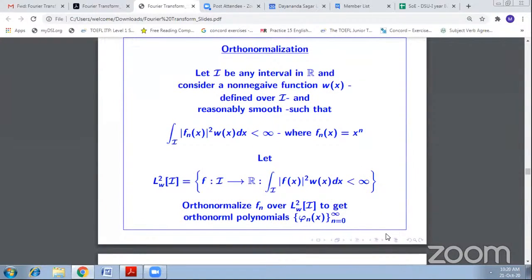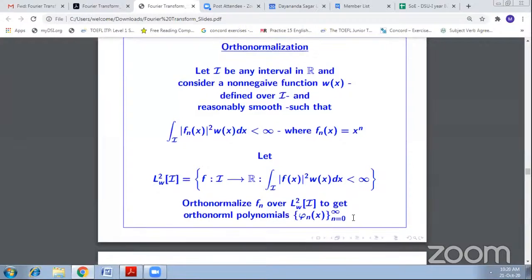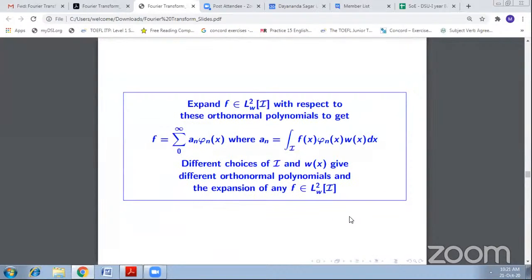Now, I said that these are used only locally. Therefore, to avoid this problem, we take these functions x to the power of n and orthonormalize them over an inner product space. We get orthonormal polynomials. By doing this over different intervals and different weight functions, we get different spaces. The expansion will always be of this form, the sum of a_n phi_n(x), where a_n is the dot product with the orthonormal function, and w(x) is just the weight function. The weight function is introduced because if the interval is infinite, x to the power of n will not be integrable. So in order to bring it down, we put some exponential type decay at infinity in the weight function in order to make x to the n integrable.